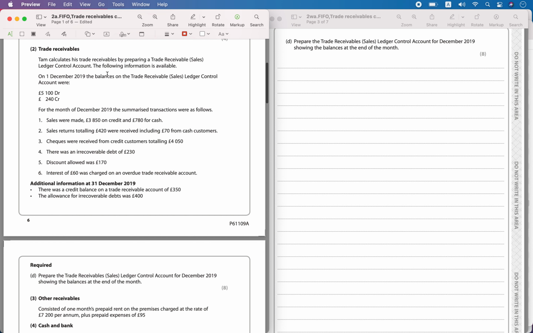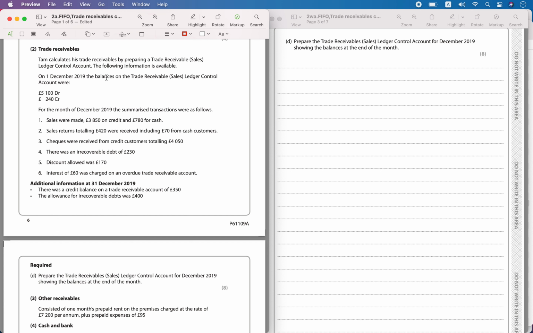So today we are going to solve Jan 2020 question number 2 D. This is about preparation of trade receivables ledger control account. So TAM calculates his trade receivables by preparing trade receivables sales ledger control account. The following information is available.